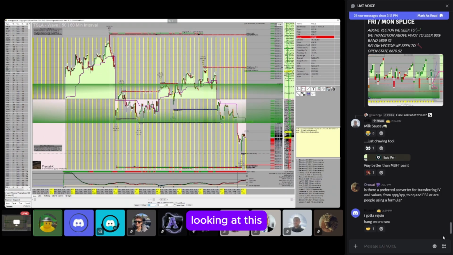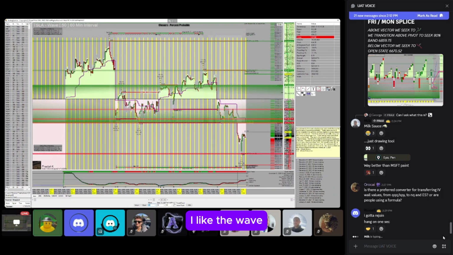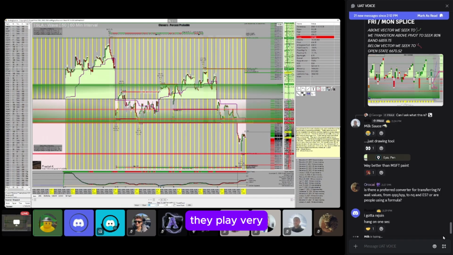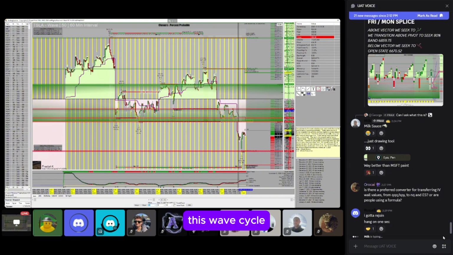Looking at this with just the odds bands, I like the Wave 50 just because of the odds bands. They play very, very well off of this wave cycle time frame.